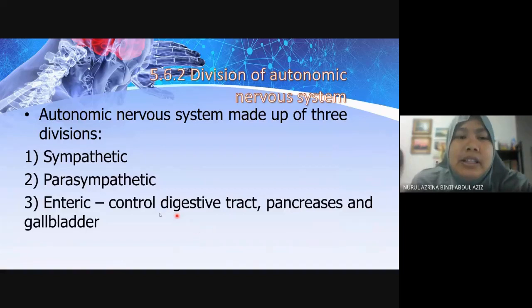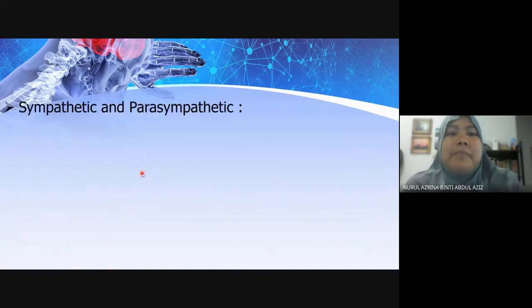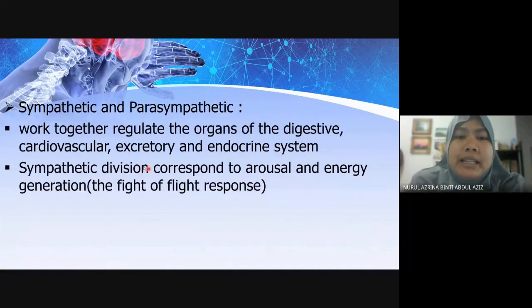Okay, so the branches of autonomic nervous system are made up of 3 divisions: sympathetic, parasympathetic and enteric. Enteric controls digestive system kita, including digestive tract, the pancreas and also gallbladder. So our focus here is only sympathetic and parasympathetic. Sympathetic and parasympathetic work together to regulate organs of the digestive, cardiovascular, kita punya jantung, excretory and also endocrine system. Endocrine system is hormonal system. So they work together to control major systems of our body.